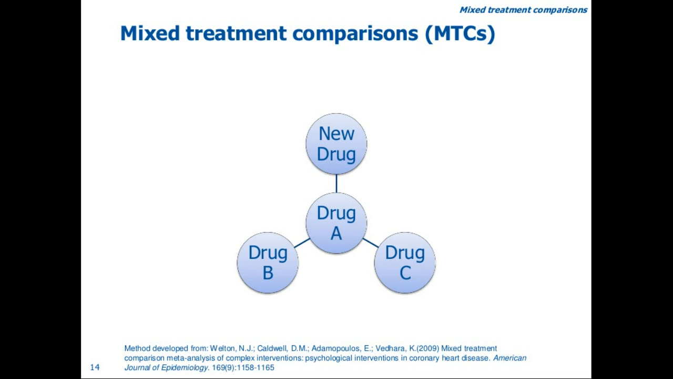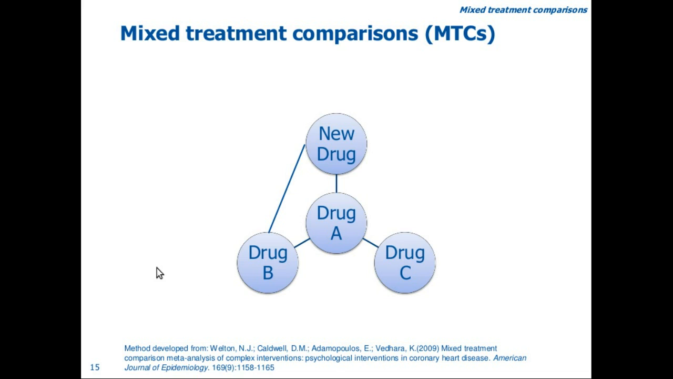So if we return to our star-shaped network, you immediately see that our comparison of the new drug with drug B is entirely reliant on indirect evidence. Now, we can use mixed treatment comparison methods in this situation, but the results we get aren't really superior to a standard indirect analysis, and we don't really realise a lot of the benefits of a mixed treatment comparison. So, to get around that, let's add in some additional evidence.